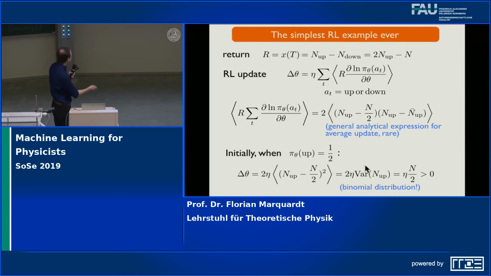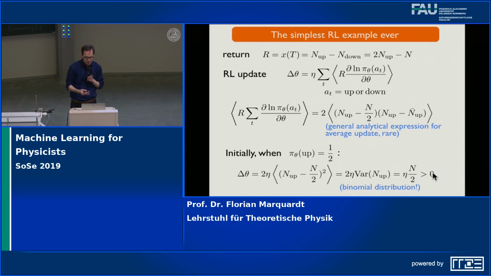And I can even calculate this, because for the number of up steps in an unbiased random walk with half-half probabilities, for a binomial distribution, if you have n attempts and the success probability is p, then the variance is n times p times q, where q is 1 minus p. Now in this particular case, p is 1/2, so it's n times 1/2 times 1/2, which is n/4, and then combining with a 2 in front, I just get eta times n/2. So the precise value maybe is not the most important thing, but it's positive.